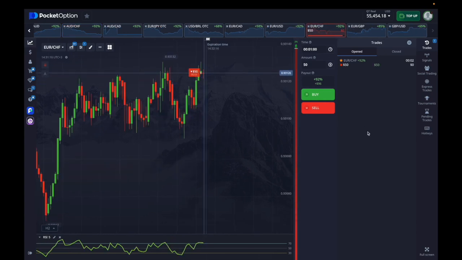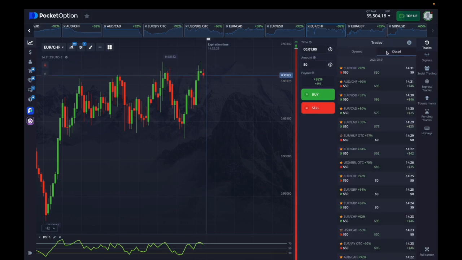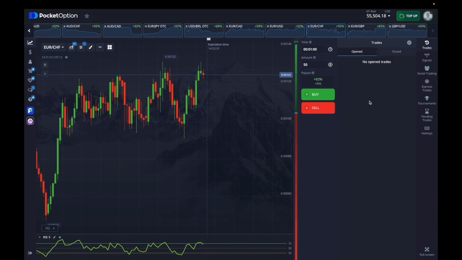Let's see how this one closes. Here, we also close in profit. So these are our very last trades for this session. We opened 4 or 5 trades and all of them closed in profit.